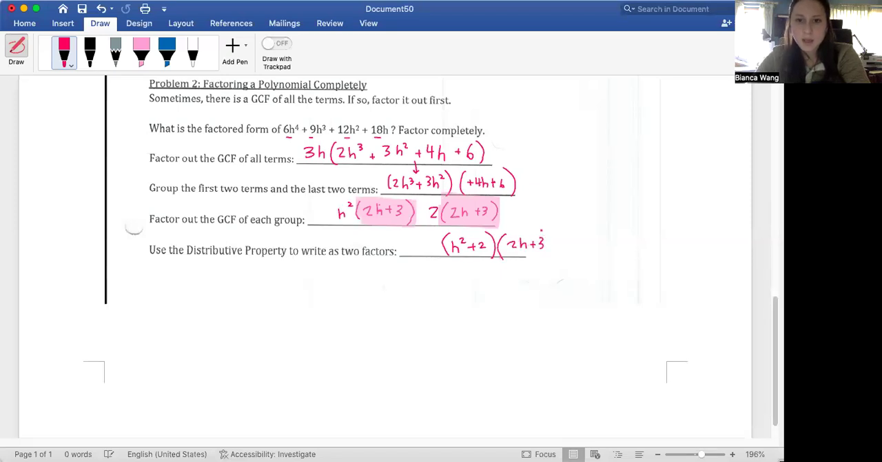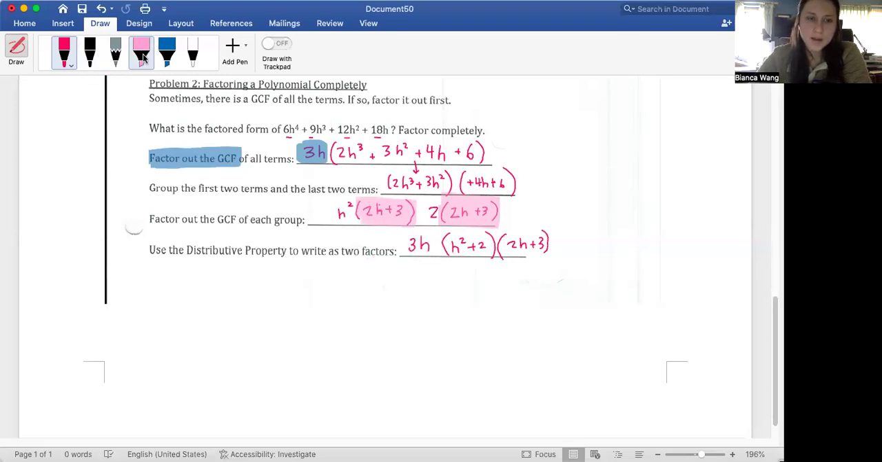Now, I'm not done. I left some room. I wonder if you know why. It's because initially I factored out the first greatest common factor of 3h. That actually still belongs in this whole set, right? That didn't magically disappear because we factored it out. It actually still belongs into this. However, we just put it on hold because we had to factor everything else out. So we want to make sure to bring that back down.